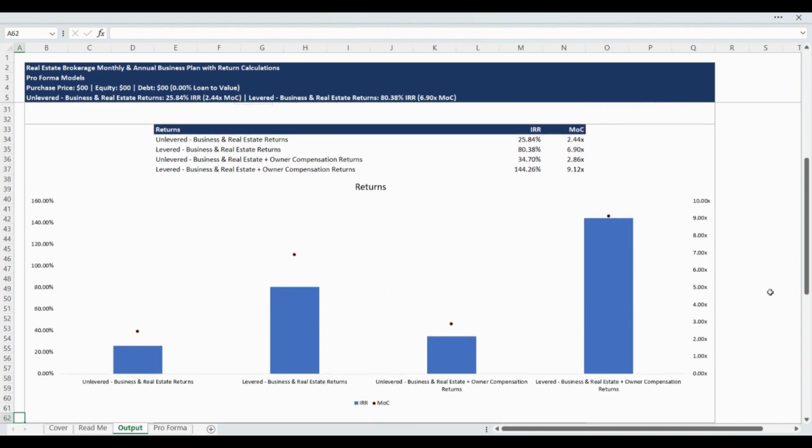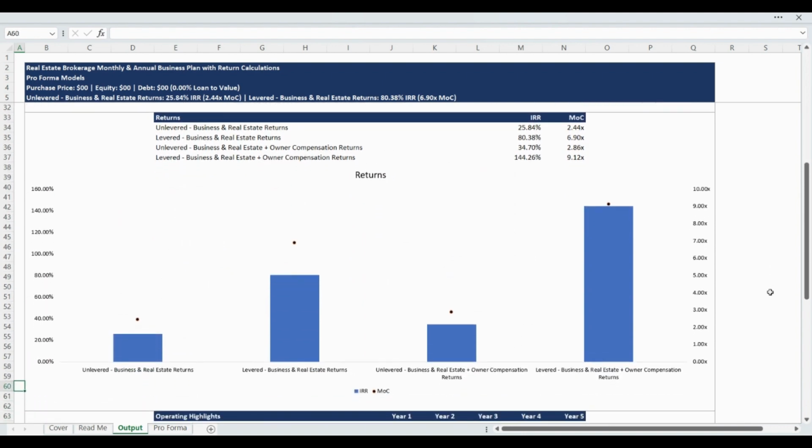The returns are then highlighted in an easy-to-communicate matrix with the return type, such as levered or unlevered and owner-operator or investor-owner perspective, as the rows and internal rate of return and multiple of capital as the columns. To illustrate the return, a dual-axis chart is provided showing the internal rate of return and multiple of capital by category.